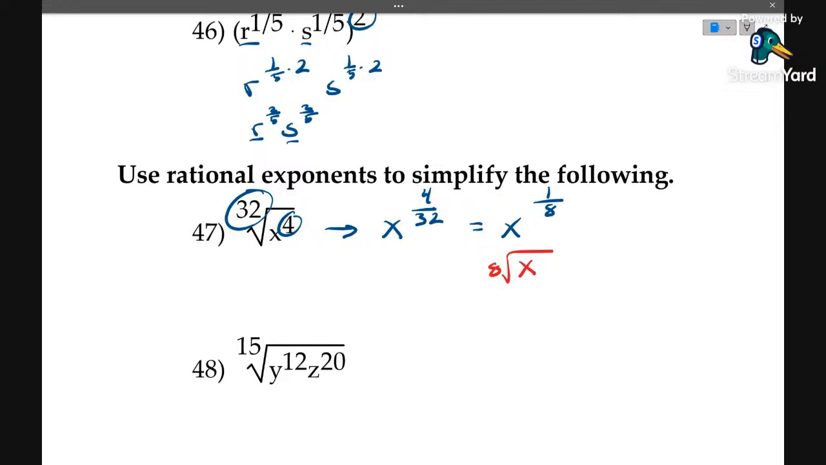Again, being able to recognize those equivalencies and being able to go back and forth depending on what answer options are available to you, what the question is asking for.